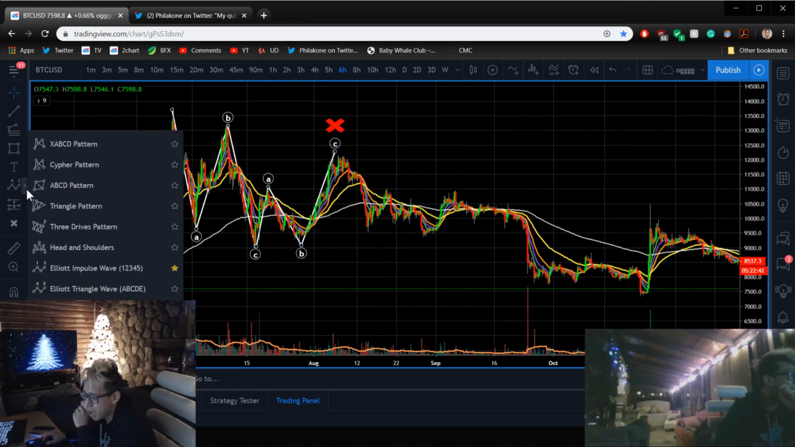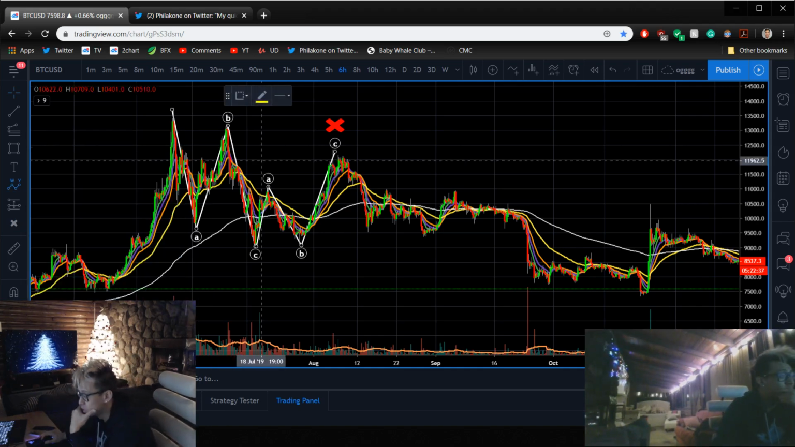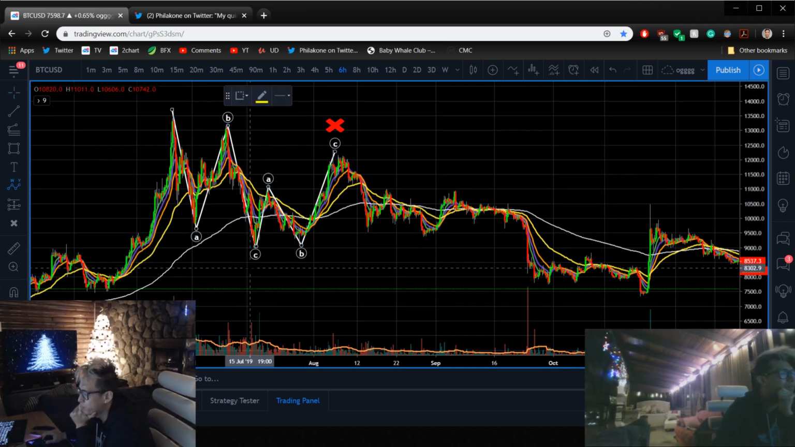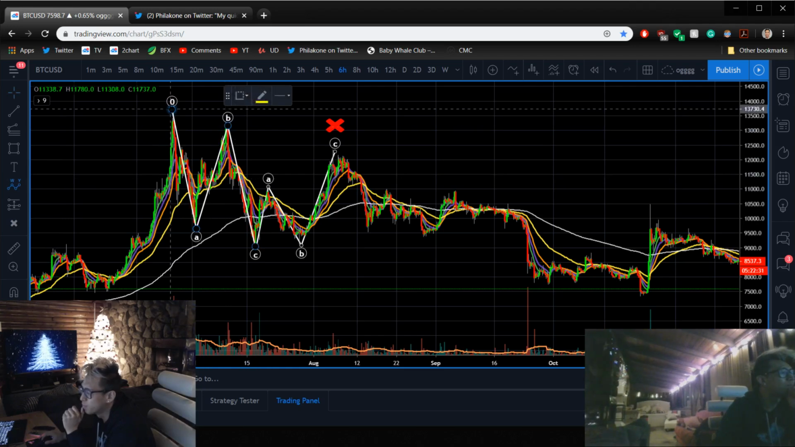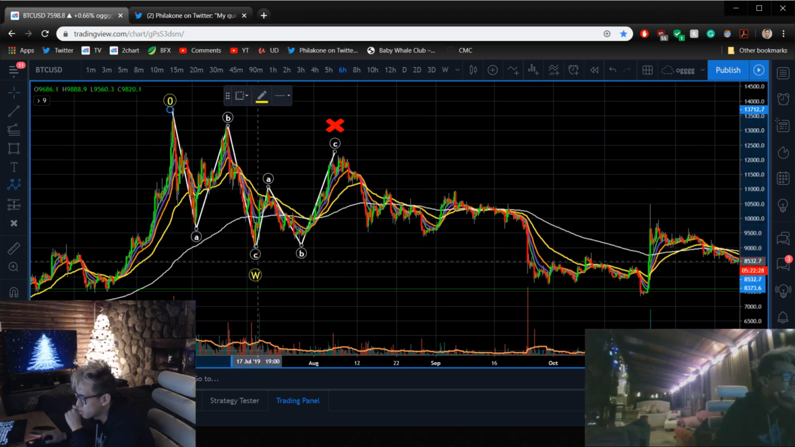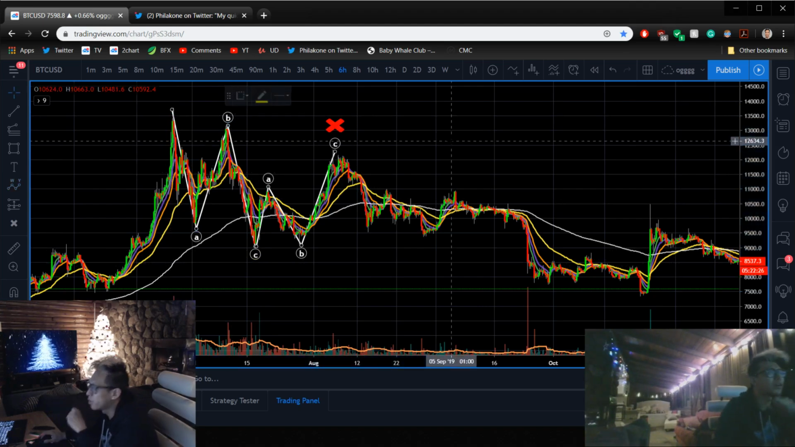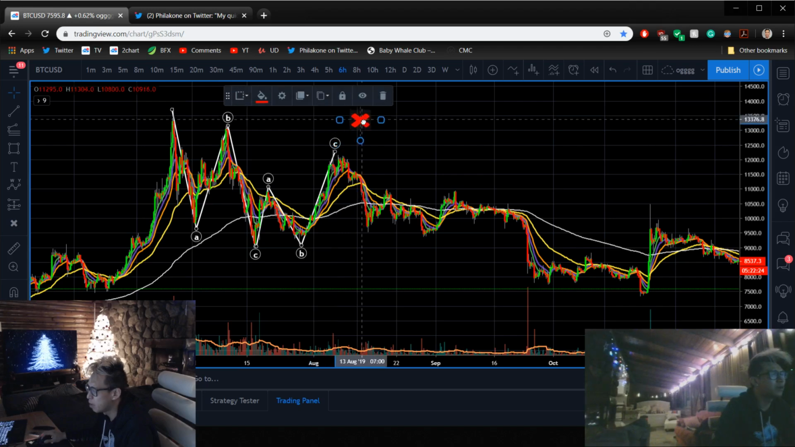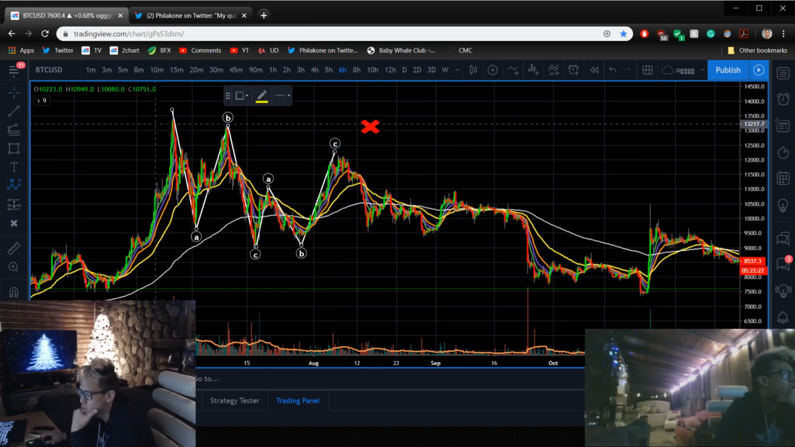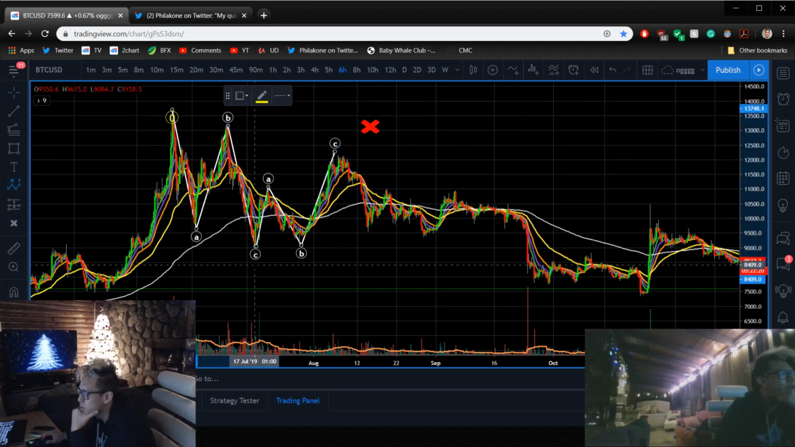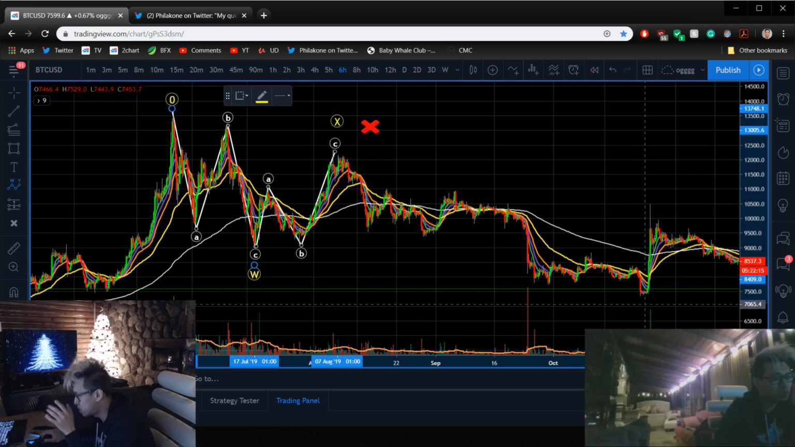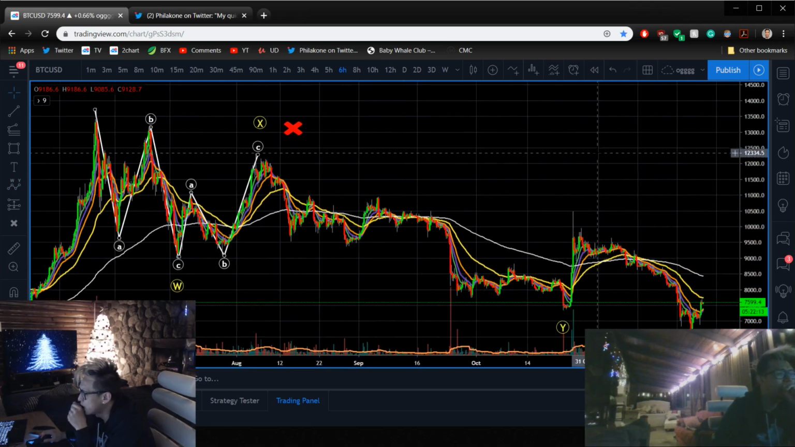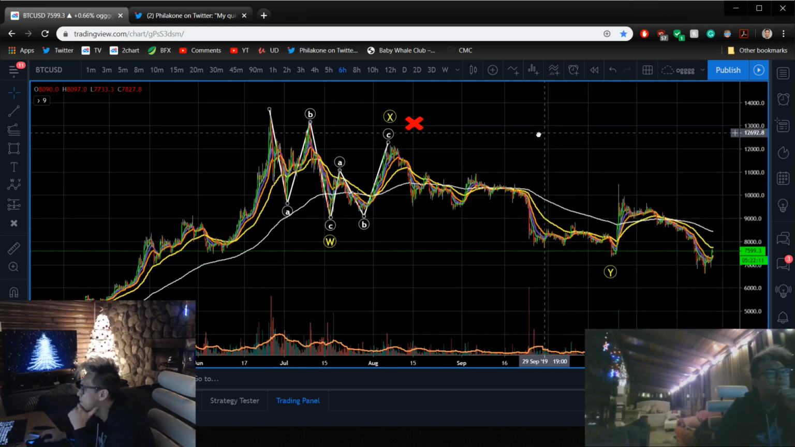So because of that, that is where the X is on the WXY. The W starts right here, and the X is right there. Make sense? I'll keep that there just for annotation's sake so you can see it much more visibly. So W is there, X is where it fails, and this is basically where the Y is, right here.